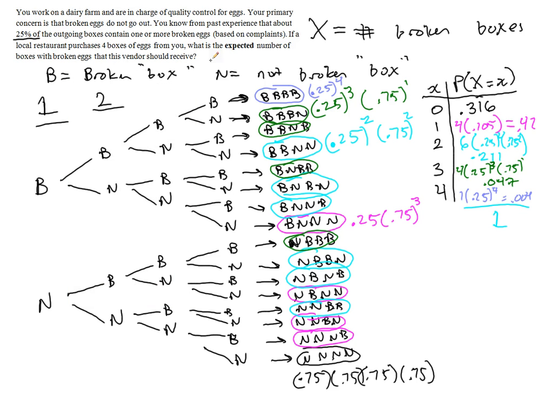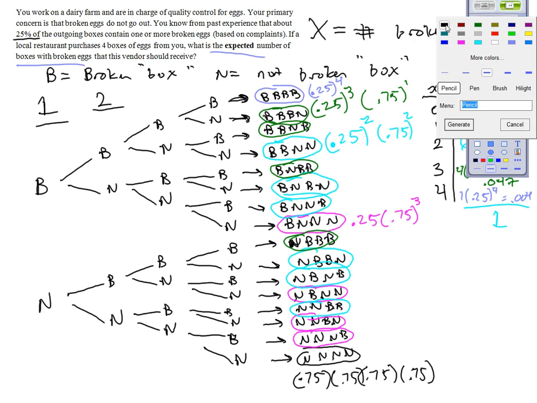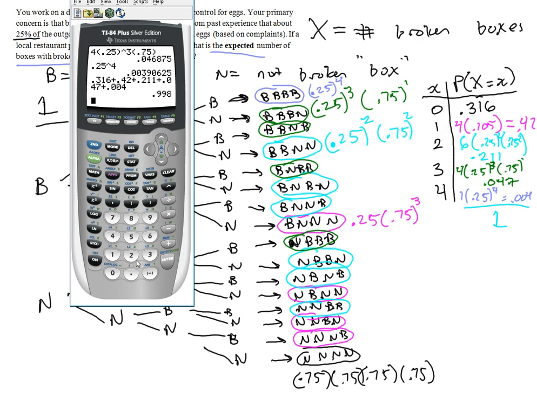So we want to know what is the expected number of broken eggs, or boxes with broken eggs. Well, that's going to be the number times the probability plus the number of eggs times the probability plus the number of eggs times the probability. So I'm just going to do this in my calculator. I won't write it out.